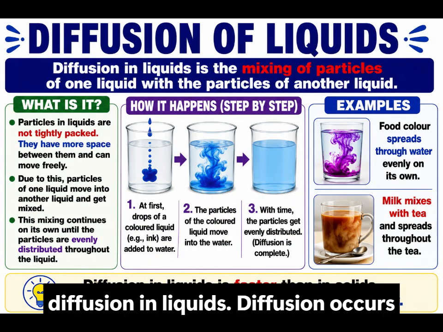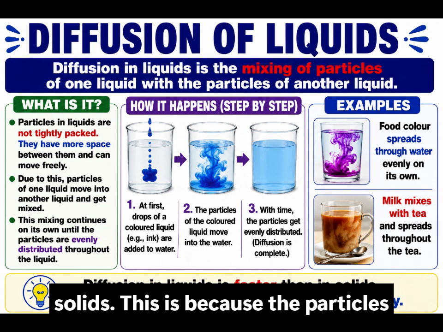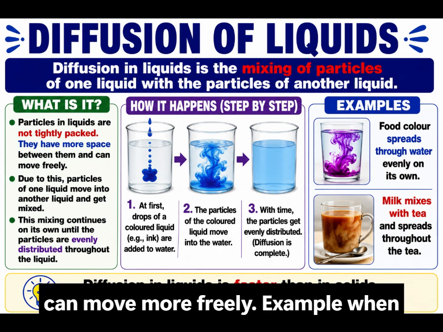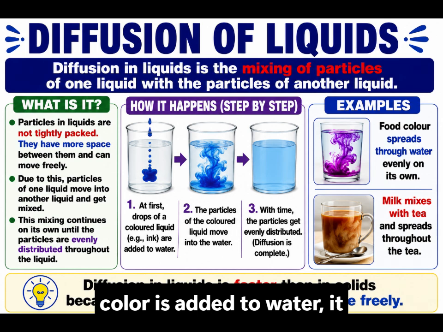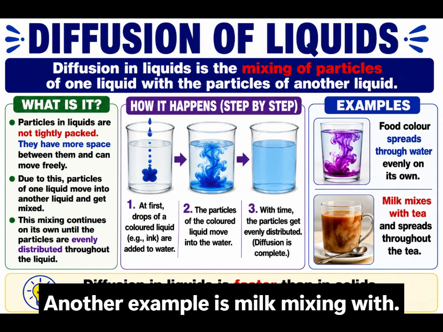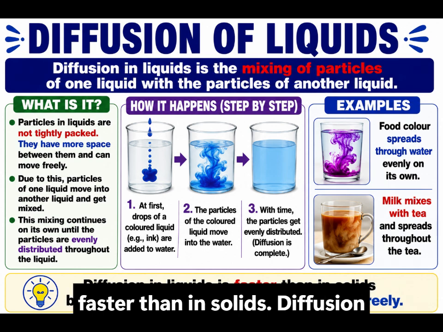Diffusion in liquids. Diffusion occurs faster in liquids than in solids. This is because the particles in liquids have more space and can move more freely. Example: when a drop of ink or food color is added to water, it slowly spreads throughout the water. Another example is milk mixing with tea. Therefore, diffusion in liquids is faster than in solids.